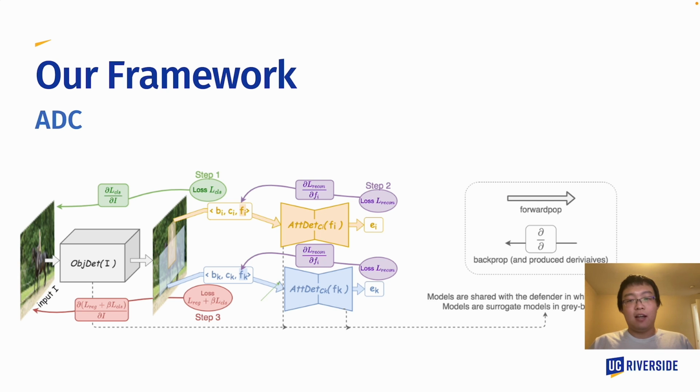There are two attack goals in ADC. First is fooling the object detector. Second is bypassing the context inconsistency check. The first goal is achieved with the optimization problem defined in step 1, which perturbs the input image to make the object detector output the target classification labels.